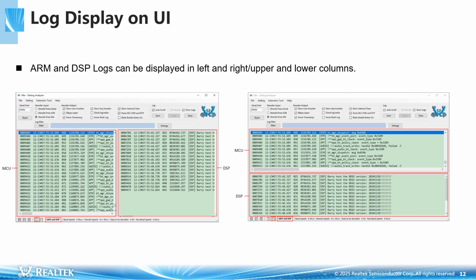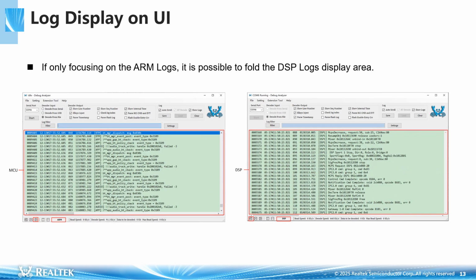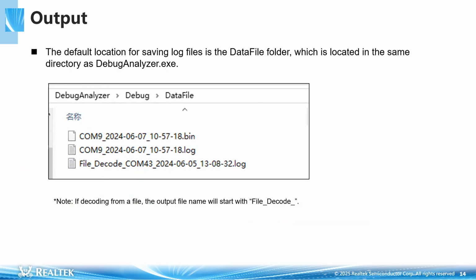ARM and DSP logs can be displayed in left and right or upper and lower columns. If only focusing on the ARM logs, it is possible to fold the DSP logs display area. The default location for saving log files is the data file folder, which is located in the same directory as Debug Analyzer exe. If decoding from a file, the output file name will start with file decode.